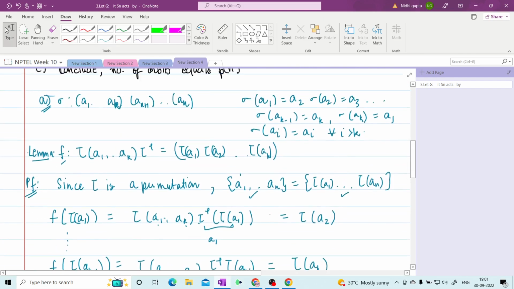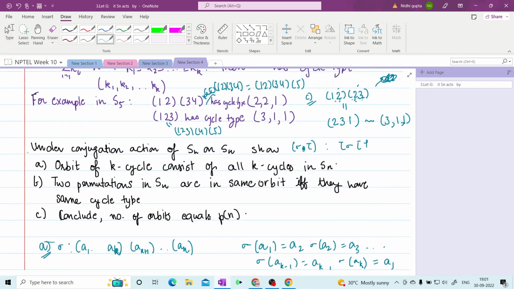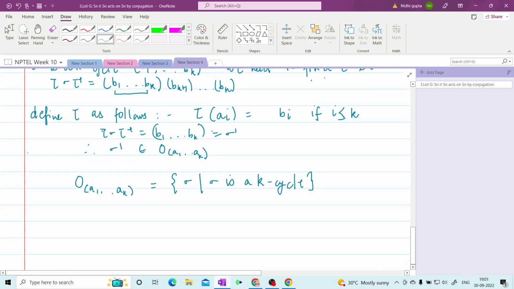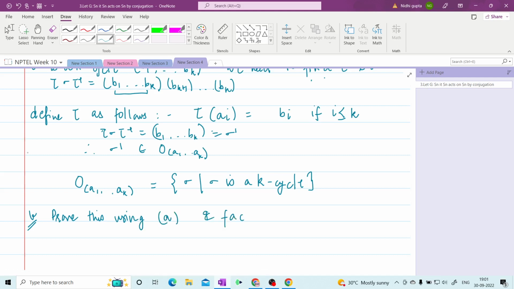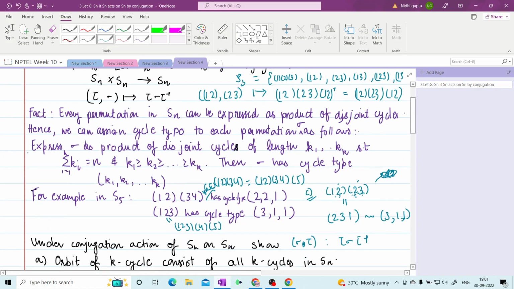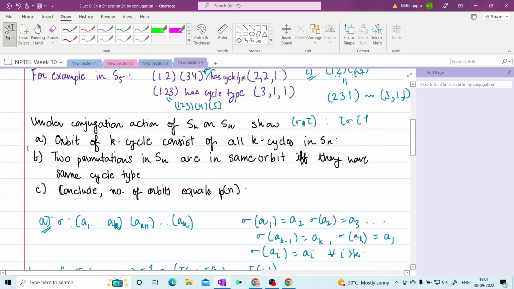Now the second part: we have shown that the orbit of a k cycle consists of all k cycles in Sn. The second part is that we have to show that two permutations in Sn are in the same orbit if and only if they have the same cycle type. So this I leave to you. Prove this using A and the fact that I mentioned, that every permutation can be expressed as a product of disjoint cycles. Using this and A, this will be straightforward, so do it.